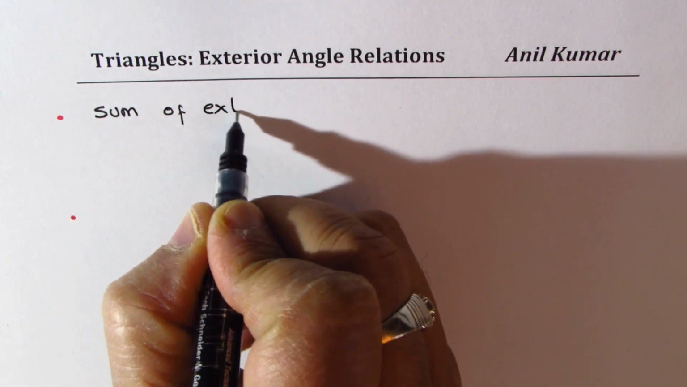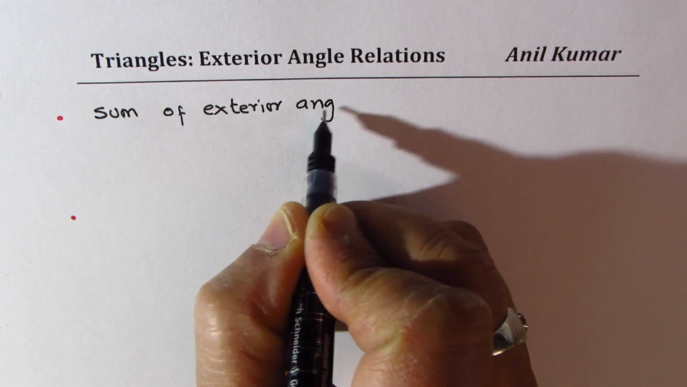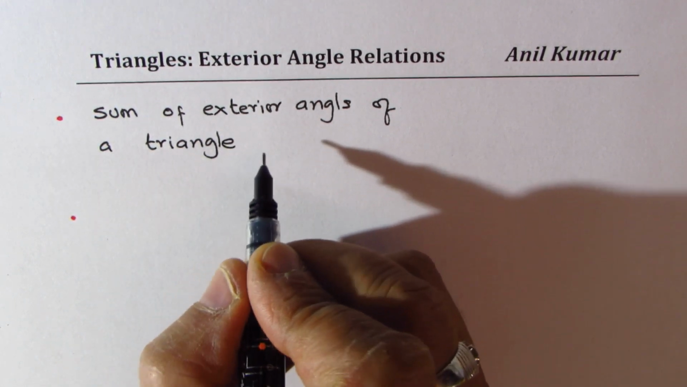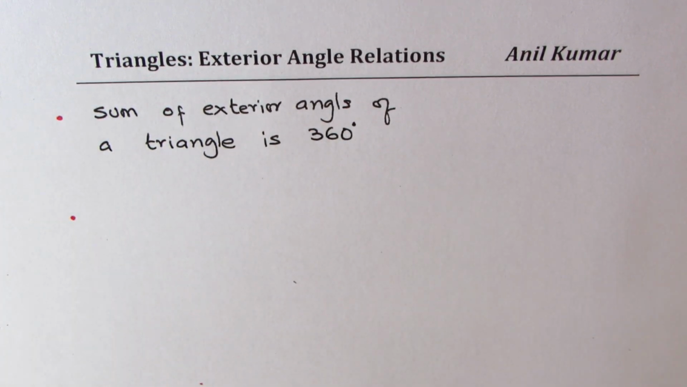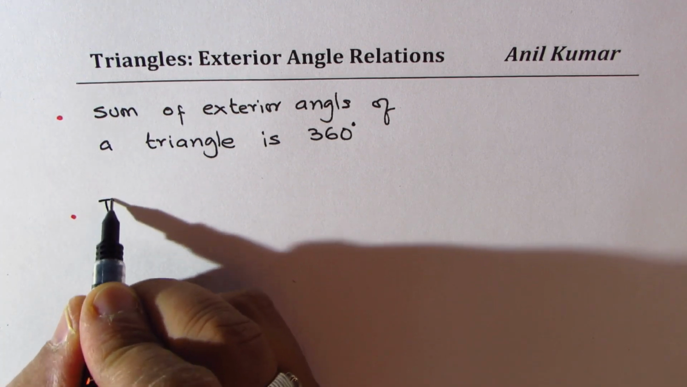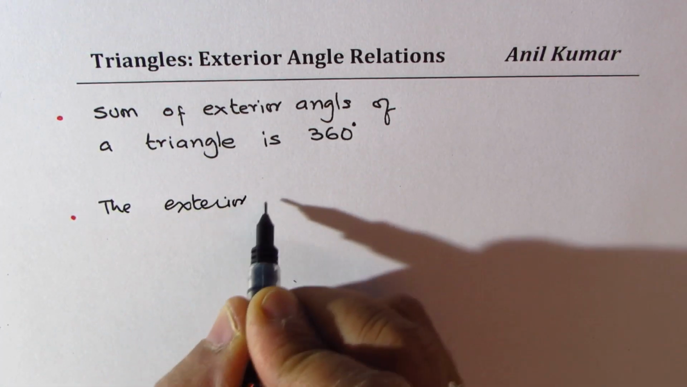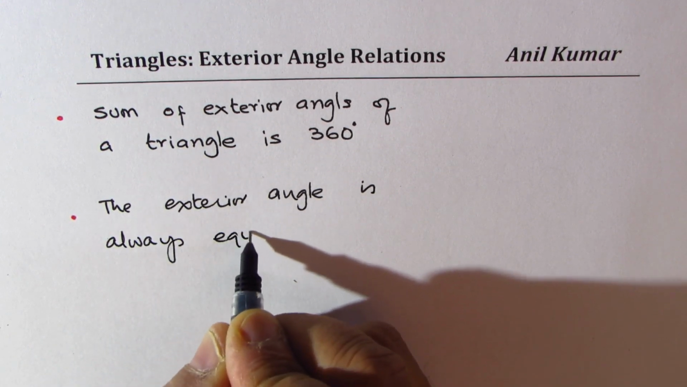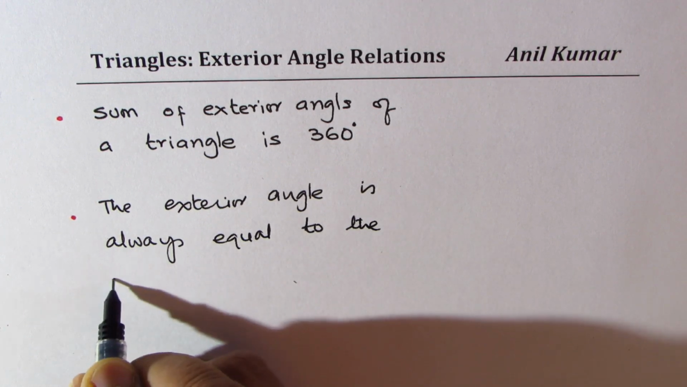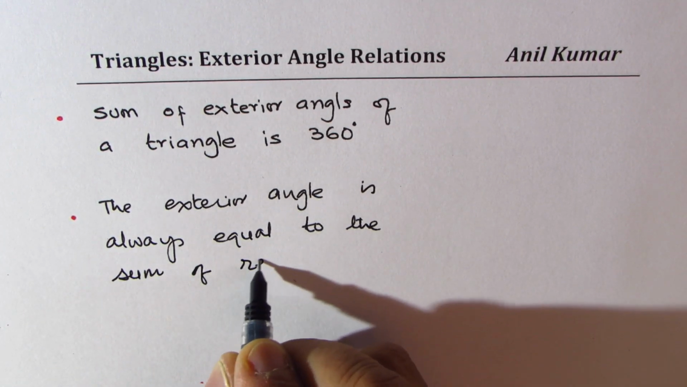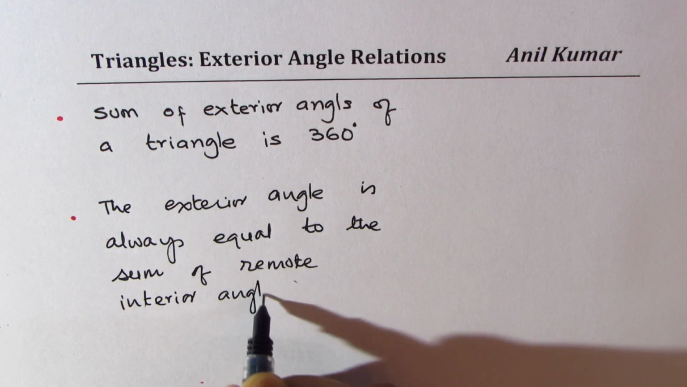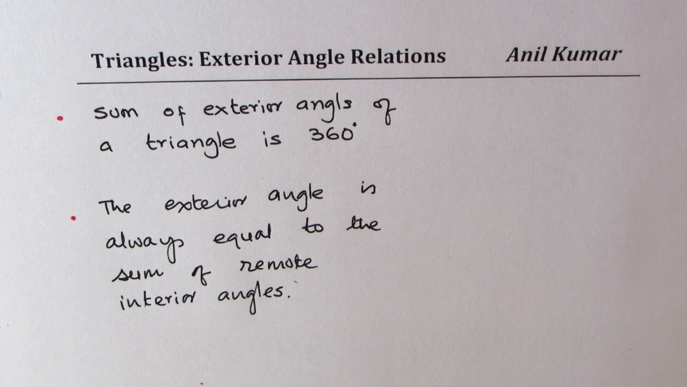Sum of exterior angles of a triangle is 360 degrees. And the second one is that the exterior angle is always equal to the sum of remote interior angles. Let's try to understand these two rules and then we'll move forward to take up some examples.